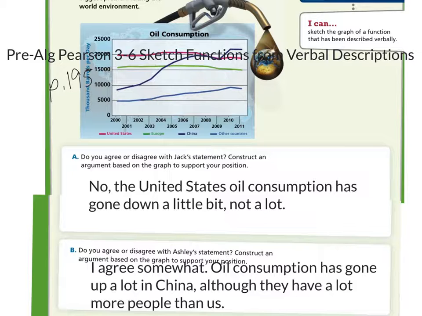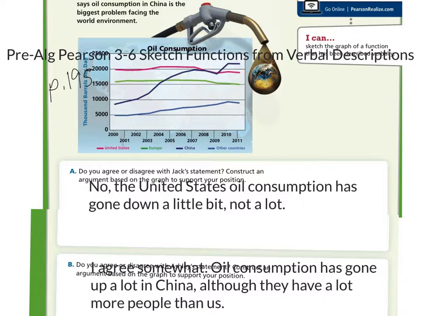From this, I would say that I would not agree with Jack's statement. If you look at the United States as the pink line on the graph, it's gone down slightly, but I would not say that's going down a lot. So I would disagree with that.